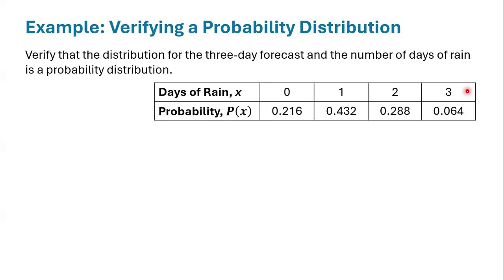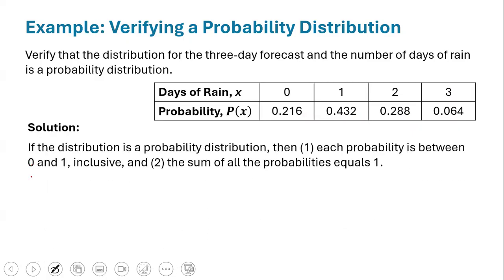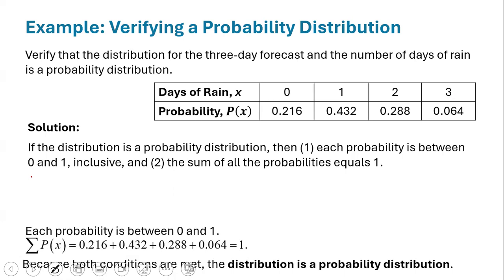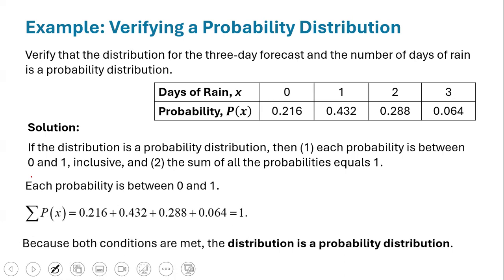Second requirement, each probability must be a number between 0 and 1. And as you see, they are. And the third requirement says that the sum of all these probabilities must be equal to 1. So now we only have to add these 4 numbers, 0.216 plus 0.432 plus 0.288 and plus 0.064. And we see that they add up to 1. And we can say, yes, this table describes a probability distribution.